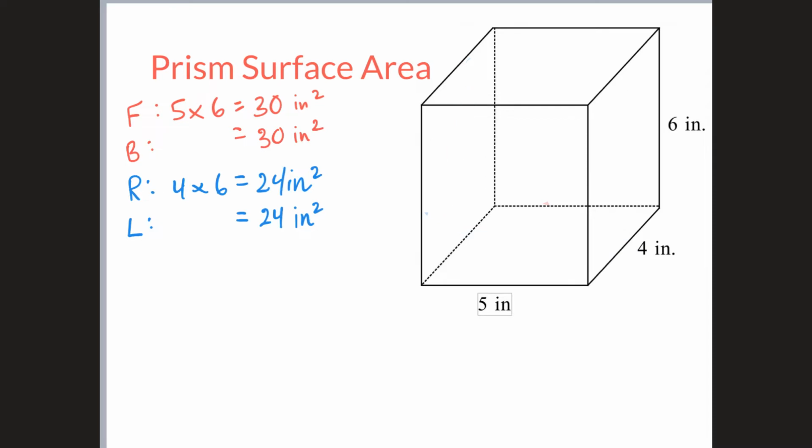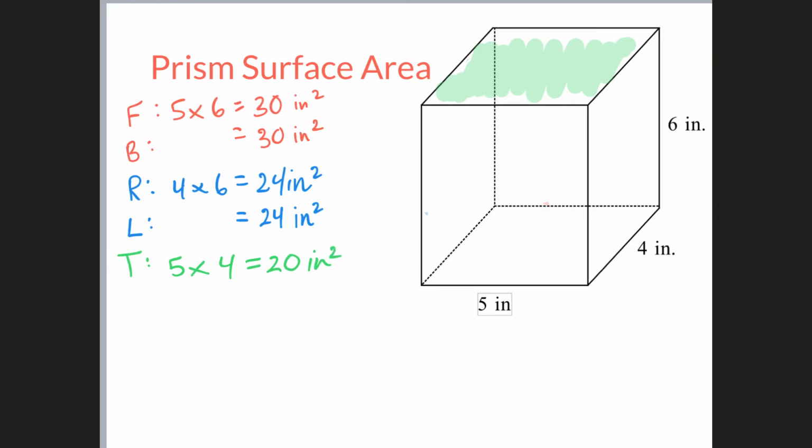I'll erase this here. Now the top I'll highlight in green. And so we have this. And the top is here. We're going to take the area of this. And the area is this 5, because this is 5, times 4, which is 20. And so the top is going to be 5 times 4, which is 20 square inches.